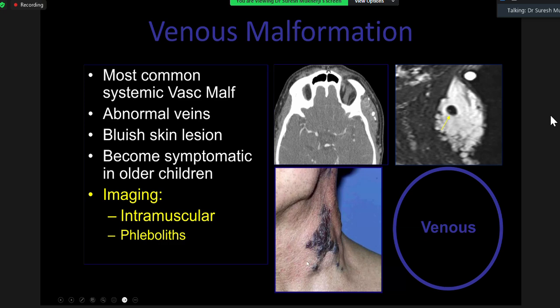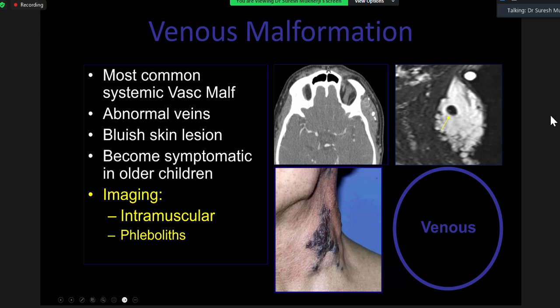Here's an example clinically of a patient that has a venous malformation. And then when we look on imaging, we can see the high T2 signal here involving a muscle. And then we see very nicely here a large, well-rounded phlebolith involving that muscle.